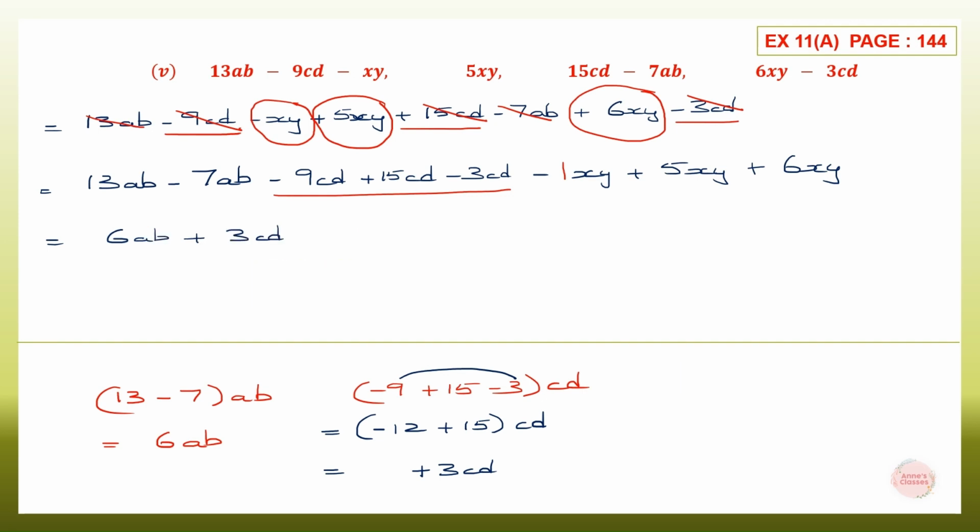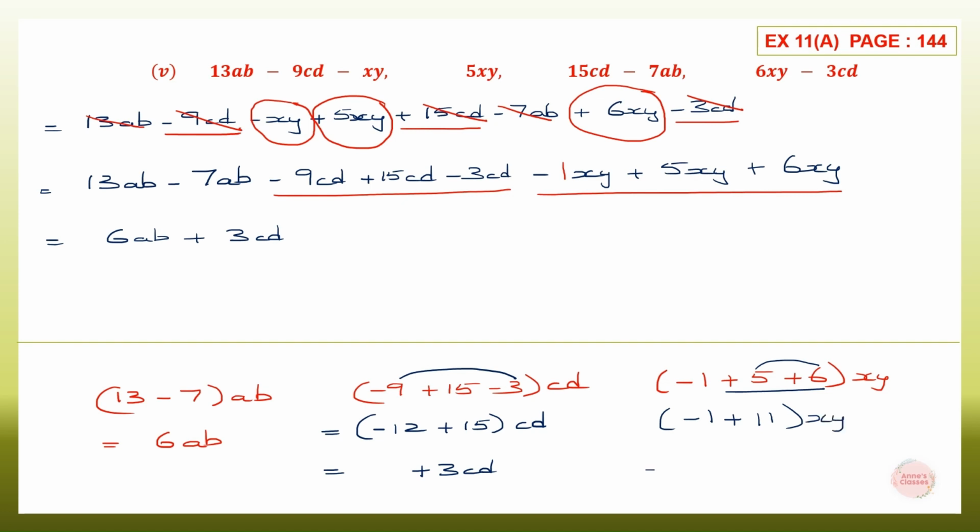So now let's take the last part. Only the numbers from there: minus 1 plus 5 plus 6xy. Now let me add up the numbers with the same sign. This will remain the same, minus 1. Then where the signs are the same, put the same sign and add: 5 plus 6 is 11xy. Here the signs are different, so put the sign of the bigger number and subtract: 11 minus 1 is 10, 10xy. Let's write it here, plus 10xy. So this is our final answer, 6ab plus 3cd plus 10xy.